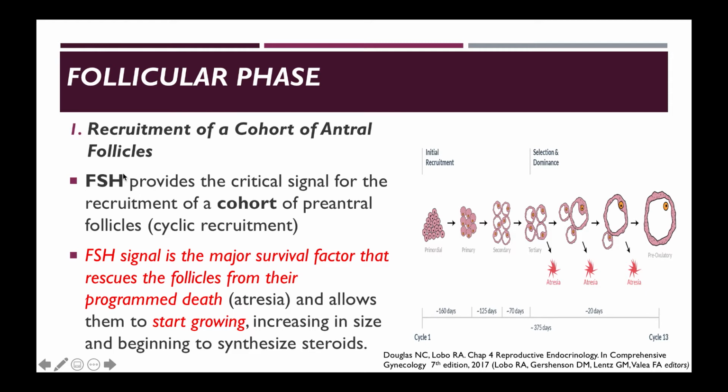For the recruitment of a cohort of follicles, FSH, or the follicle stimulating hormone, is a very important hormone because this provides the critical signal for the recruitment of a cohort of preantral follicles, and this is what we call the cyclic recruitment. So this cohort of preantral follicles is composed of about 3 to 7 secondary preantral follicles.